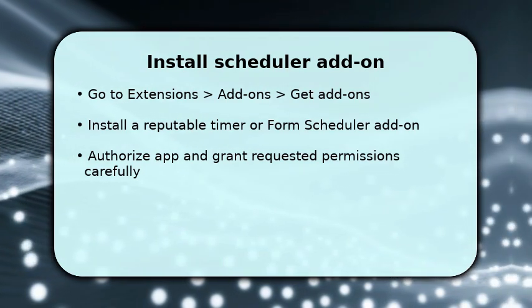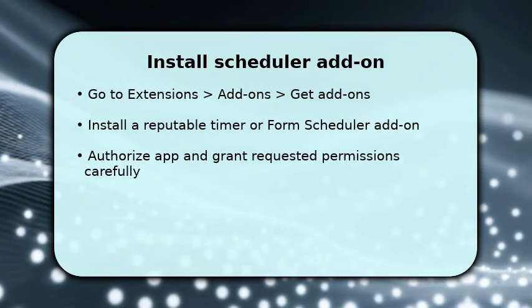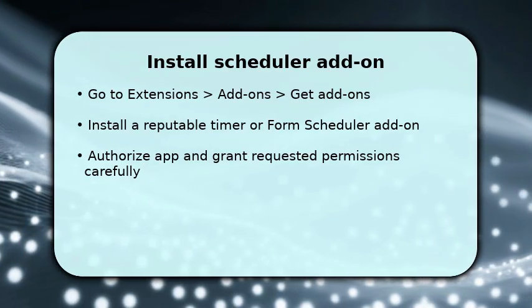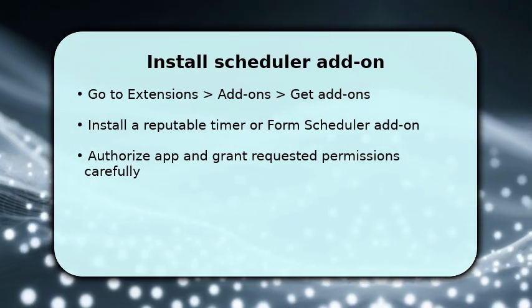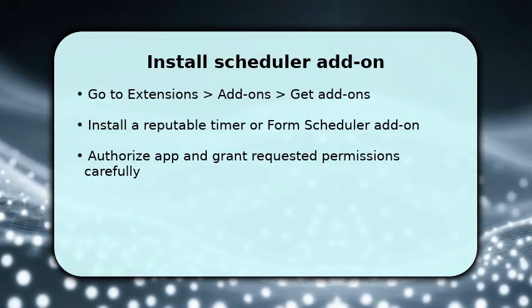Once you choose an add-on, click Install and grant the requested permissions. This allows the add-on to modify the form and access your calendar if needed. After installation, open the add-on from Extensions and select your form. Then configure start time, end time, and duration.